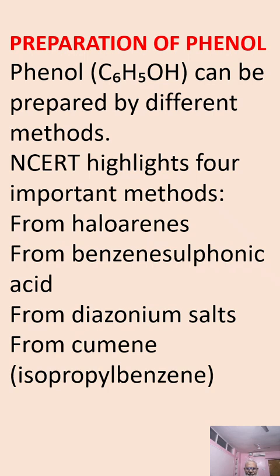Number one, from haloarenes; number two, from benzene sulfonic acid; third, from benzene diazonium salts; and fourth, from cumene. This is the industrial process. In industry, phenol is prepared from cumene. This is very important from the viewpoint of examination, and in NEET 2006 itself a question has been asked.